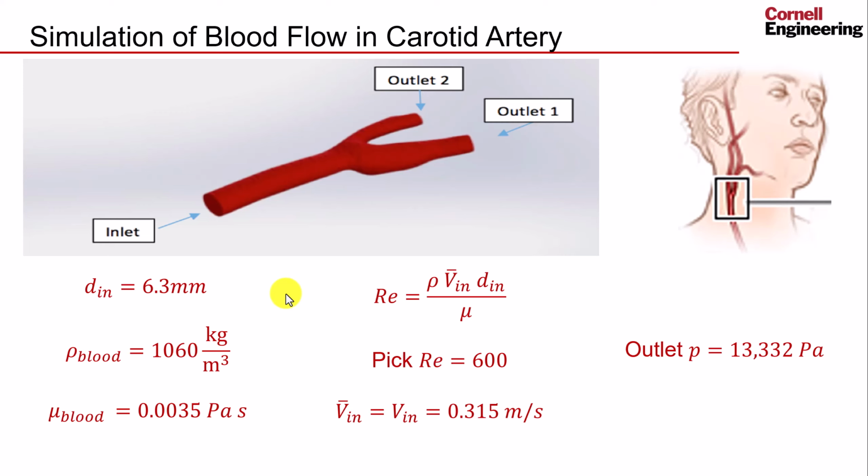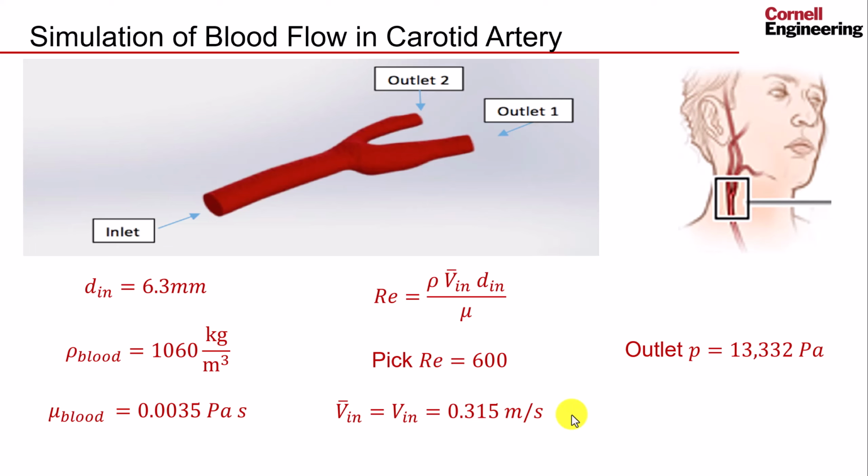The working fluid will be blood with the shown material properties. We want to simulate the flow with a Reynolds number of 600. So, using the provided properties, we will pick an inlet velocity of 0.315 meters per second to achieve this. Finally, we have the specified outlet pressure shown here.